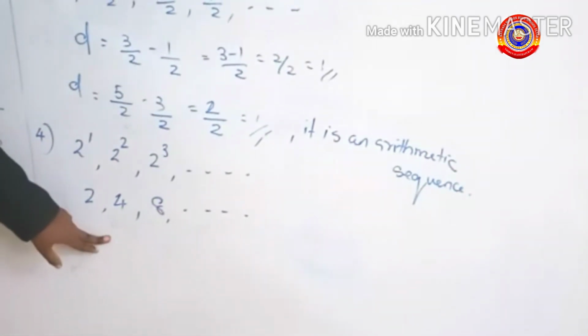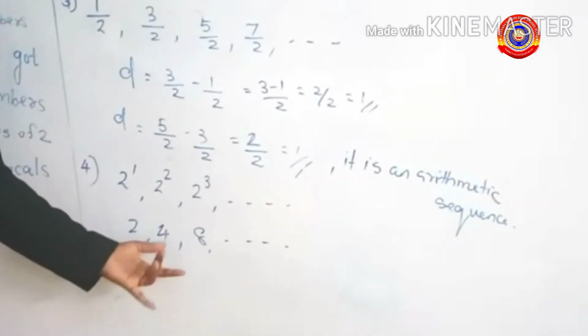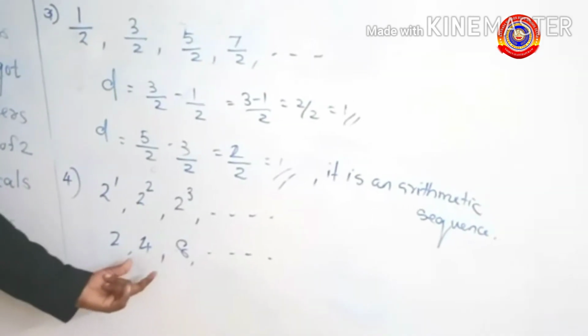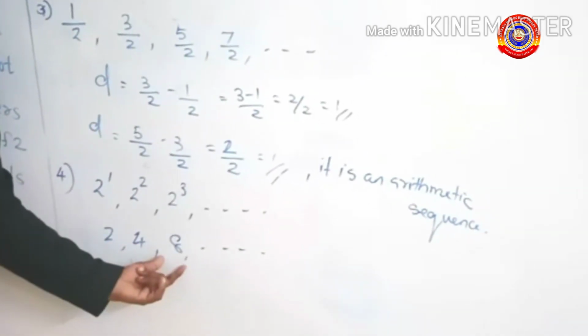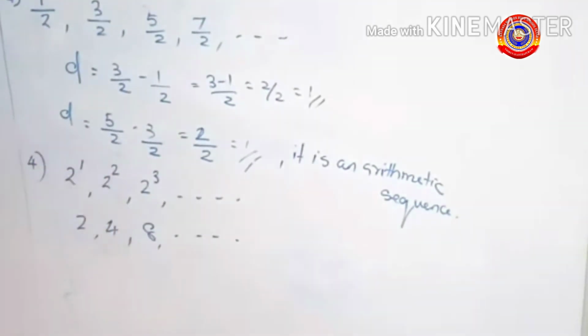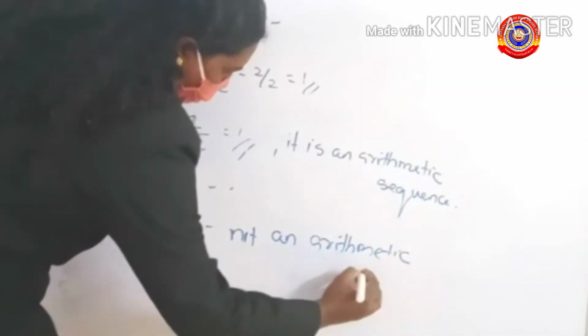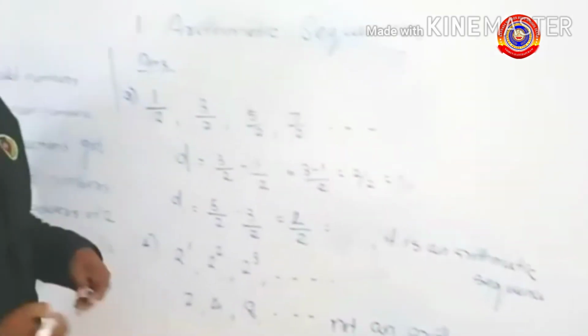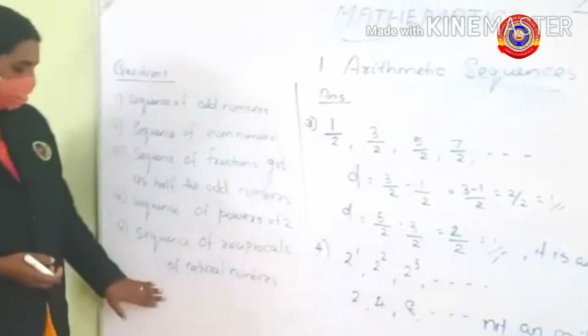Yes, right. It is not an arithmetic sequence because here the common difference is not same. D equal to 4 minus 2 equal to 2, but D equal to 8 minus 4 equal to 4. It is not same, so it does not form an arithmetic sequence. The last one is an activity for you to do.